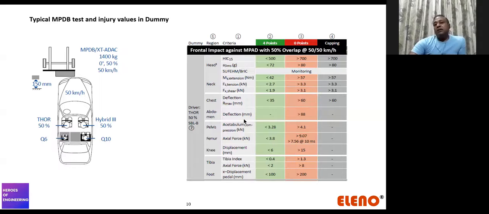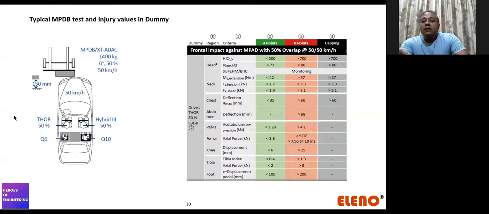So here on the right hand side, you can see the injury values. The first one you are seeing is the head and neck. After that, you are seeing the separator line. Then you are seeing the injury values of the chest, and the injury values of the abdomen. Then you are seeing the injury values of pelvis, femur, and knee. So this is actually the lower body part, and then you are seeing the separator, then tibia, and so on.